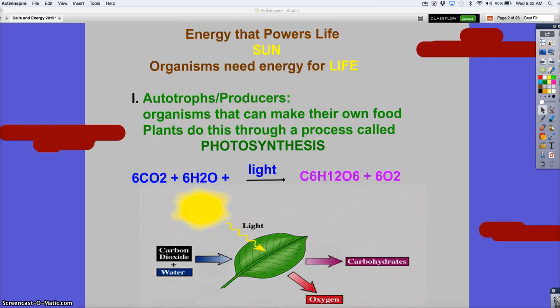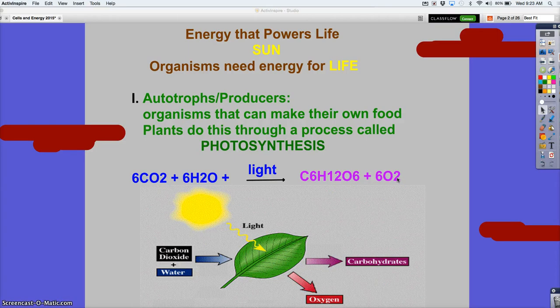Energy that powers life comes from the sun, and it's for all functions of organisms. It starts there, but the ones that use it directly are plants through a process called photosynthesis. They are known as autotrophs or producers because they actually make their own food through this process of transferring energy. The process involves carbon dioxide and water and is powered by the light of the sun, and it creates carbohydrates, or more specifically glucose and oxygen, which is the air you breathe and the food you eat.